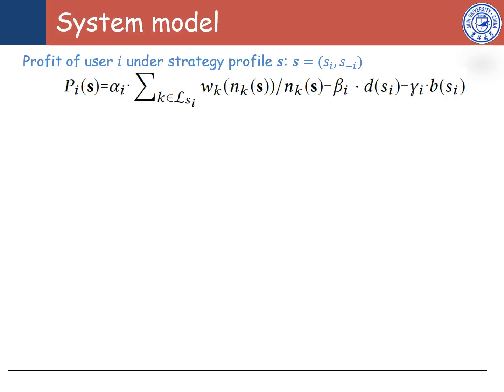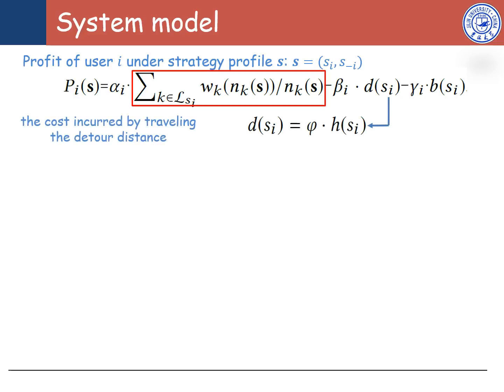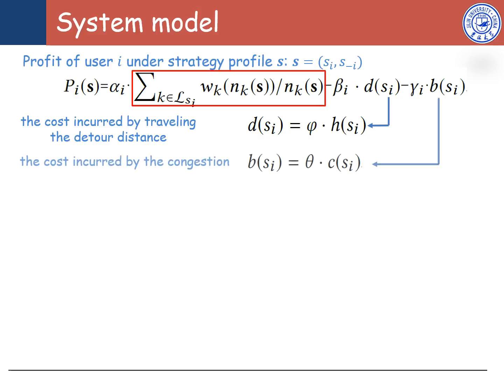The profit function is as follows. The first part is the reward that the user received after performing the tasks on the selected route. The reward of each task is equally shared by the selected users. The second part is the cost incurred by traveling the detour distance, and h_i is the detour distance. The third part is the cost incurred by the congestion on the route.